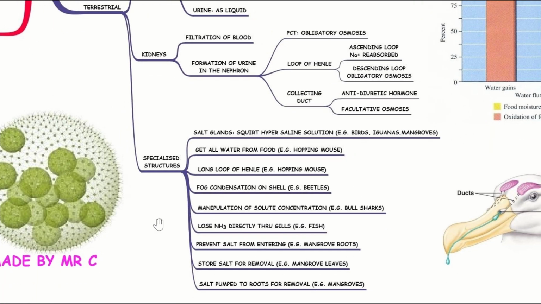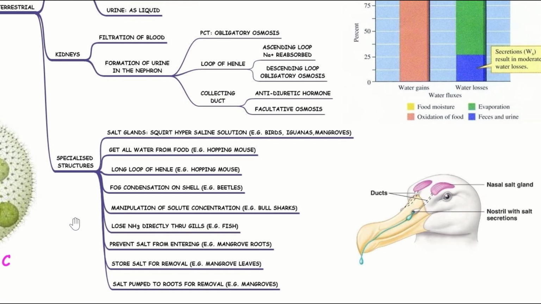Okay, now if we look down here at the specialized structures of different sorts of organisms, both animals and plants, we can see that some organisms have salt glands that squirt hypersaline solutions from inside the organism to outside the organism. Birds do it. The albatross here does it. It's got specialized glands here, the nasal salt glands. And if you find a video, you can actually see the albatross squirting out hypersaline solution from its nose. Iguanas do it as well, and so do mangroves, but it's a little bit less impressive when mangroves do it.